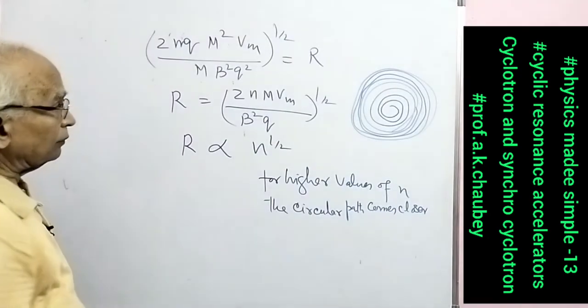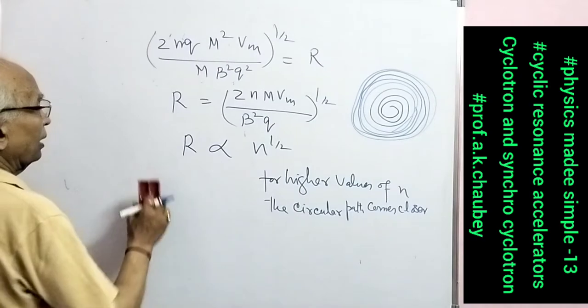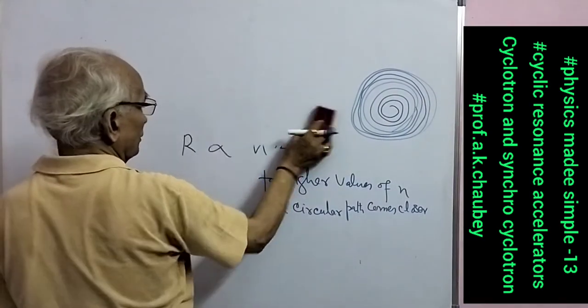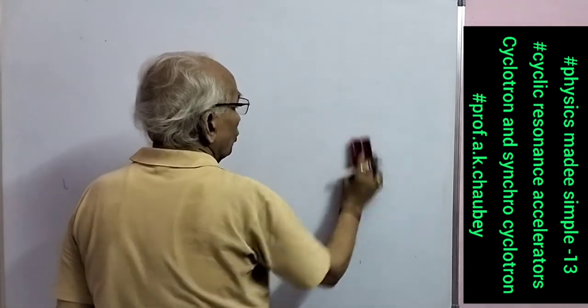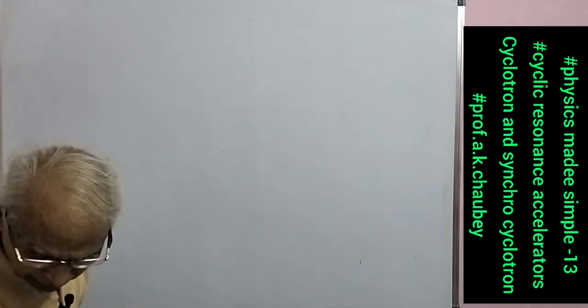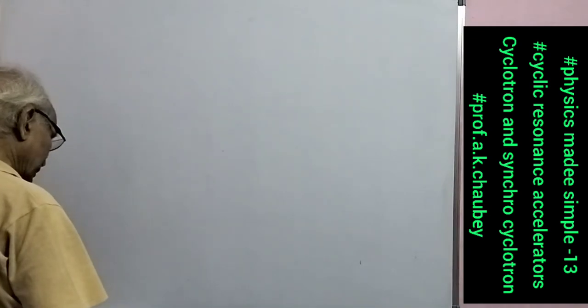R is proportional to n by 2. Now I explain you the energy we have calculated, everything we have calculated. Why are the pole faces made with shimming of the field?